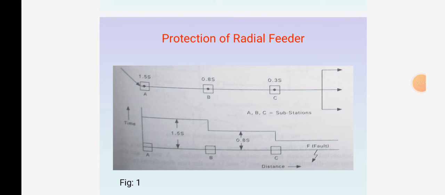The disadvantage of this system is that if there are a number of feeders in series, the tripping time for faults near the supply end becomes high, meaning 2 seconds in this case. Its main application is in systems where the fault levels at the various locations do not vary greatly.